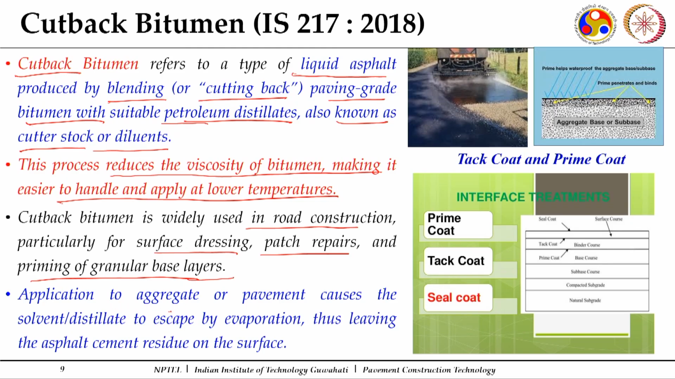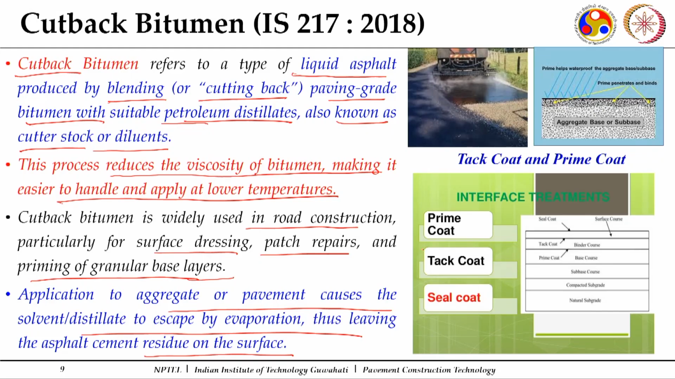Now application to aggregate or pavement causes the solvent, or these petroleum distillates, to escape by evaporation and thereby leave the asphalt residue. So the process works in this particular manner. You prepare an aggregate mix along with the cutback, or you apply the cutback on a surface where some binder application has to be done. So the distillate will evaporate with time and the binder will remain on the surface.